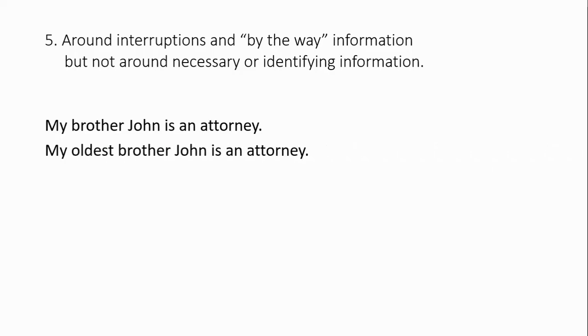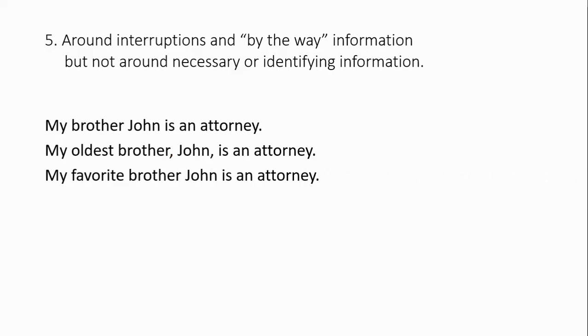But take a look at this one. My oldest brother John is an attorney. Now how important is the name John to a proper understanding of the sentence? Well, you already told me who the sentence is about, my oldest brother. So adding his name here is just by the way information. Essentially, this sentence is saying, my oldest brother is an attorney. By the way, his name is John. Therefore, we would want to put commas around the name John. How about this one? My favorite brother John is an attorney. Well, how many favorite brothers can I have? Presumably 1. So once again, the name John is by the way information. My favorite brother is an attorney. By the way, his name is John. So once again, we would want commas in this one.